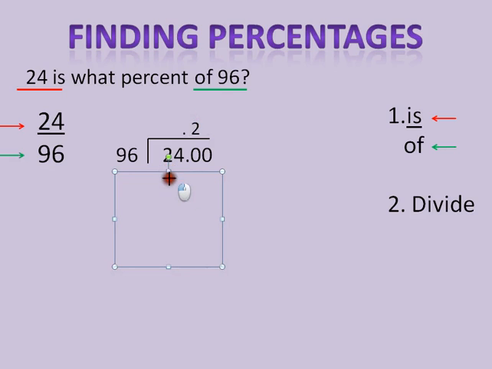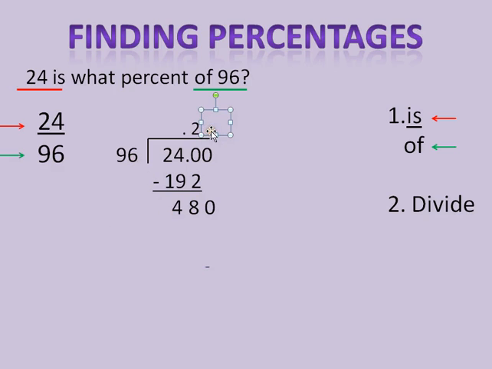When I multiply 2 times 96, I get 192. When I subtract 192 from 240, I get 48. And I have to bring this 0 down to make it 480. 96 goes into 480 5 times. 5 times 96 is 480. When I subtract, I get 0. So I don't have anywhere else to go. I have 0.25.